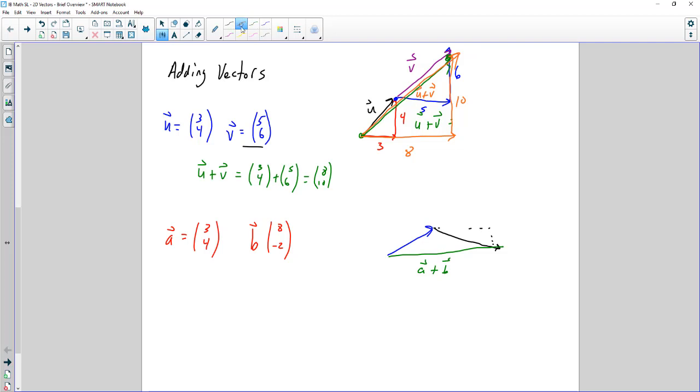Okay, because this is going which way? This is going 3 this way, 4 up, and then this one's going to go what? 8 this way from the end, tip to tail, and this is going to go down 2. So what I actually have here is I have vector a right here, and I have vector b right here, and this is the resultant a plus b. So if I were to go through and say, what is a minus b? This is a little different.